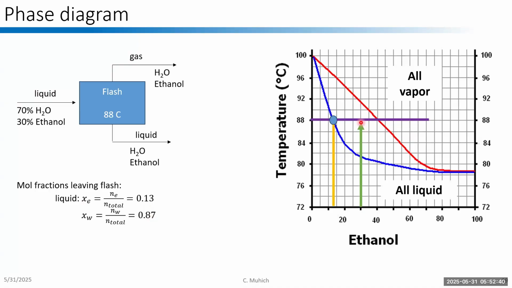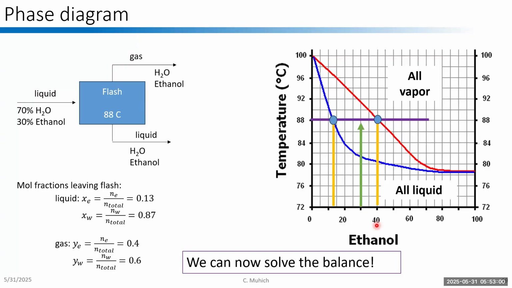All right, so if I want to now do the same thing in the gas phase, I merely go over to the gaseous line. I go down. In this case, I have 40% ethanol and therefore 60% water. All right. So now that we have this information, we can solve the mass balance, right? I know my fractions in the gas, my fractions in the liquid. I can now solve for my total flow rates, etc. Okay, we're not going to do that because you already know how to do that.